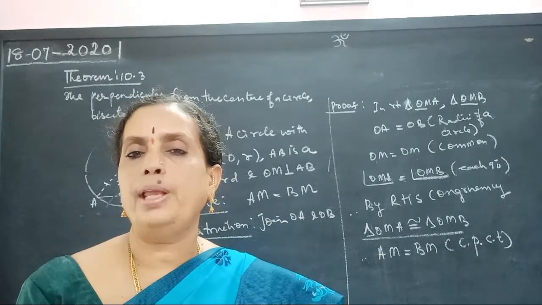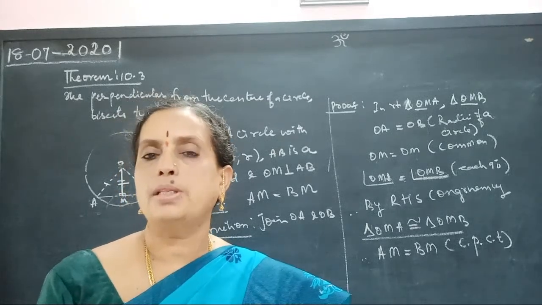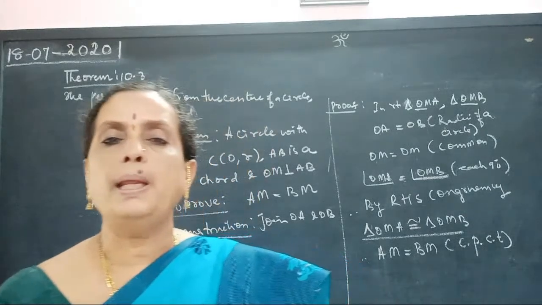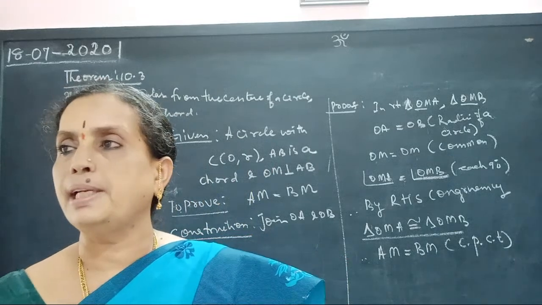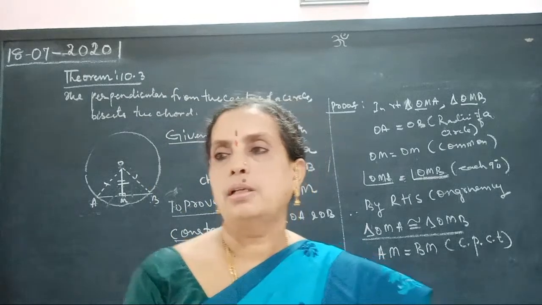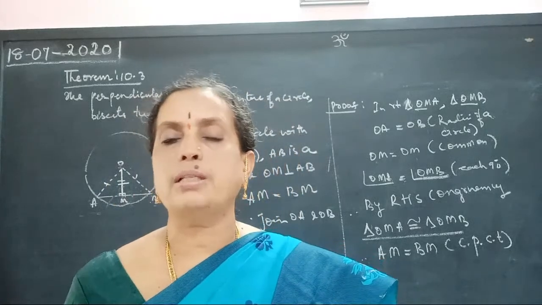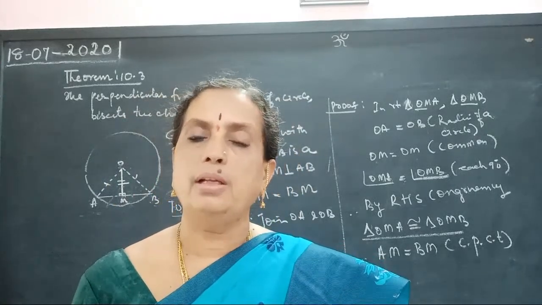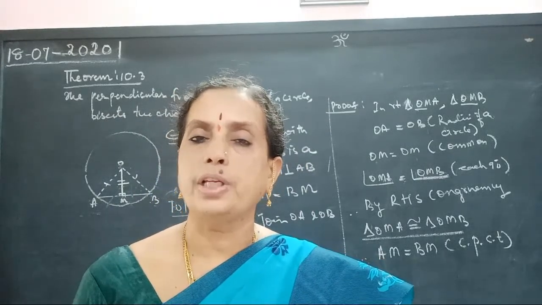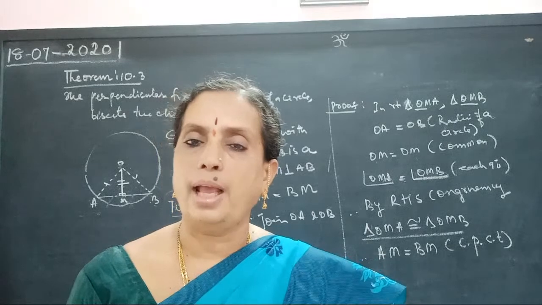CPCT, corresponding parts of congruent triangles. That means when two triangles are congruent, the remaining parts are called CPCT. Okay? Because a triangle has 6 parts, 3 sides and 3 angles. If you prove all the 3 sides of two triangles are equal, the remaining parts are also equal. They are called CPCT, corresponding parts of congruent triangles.